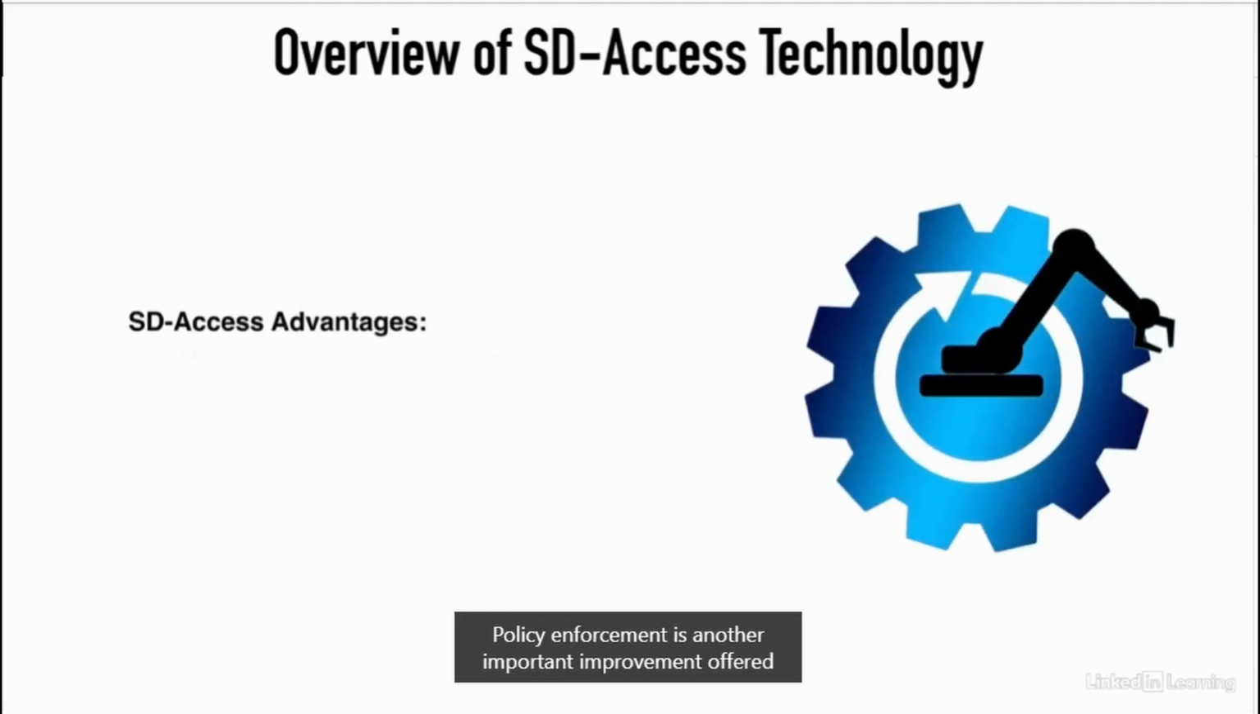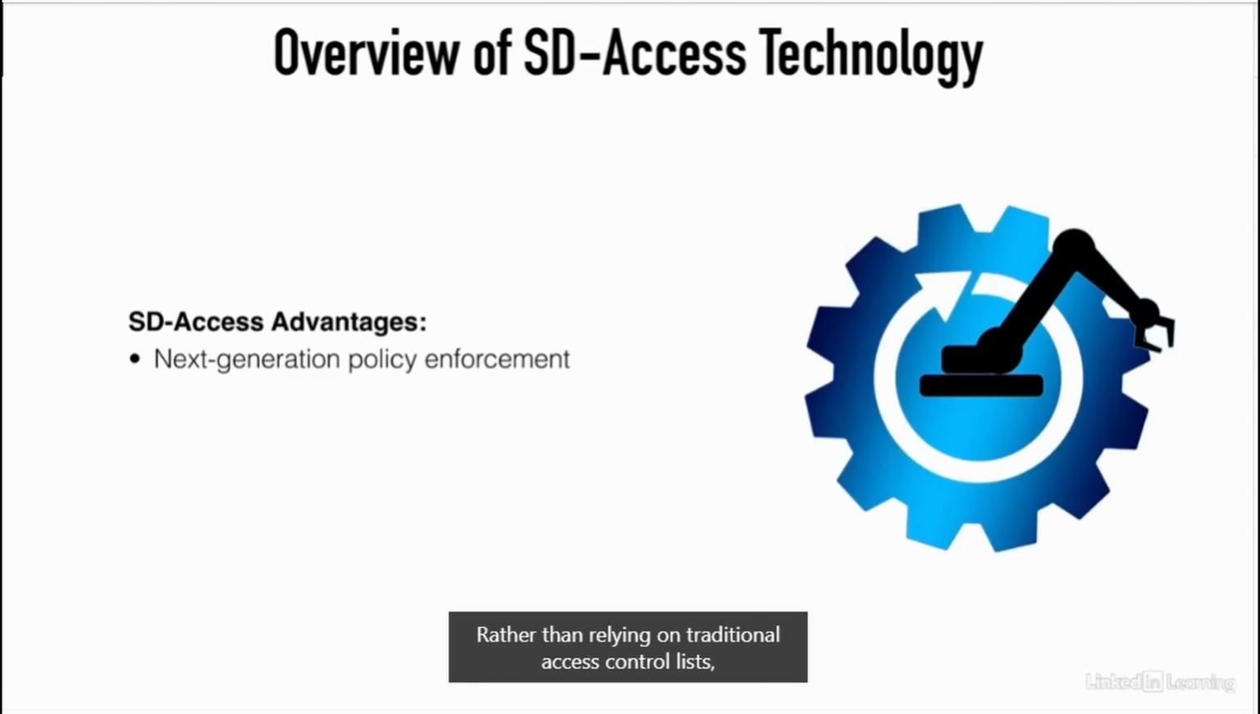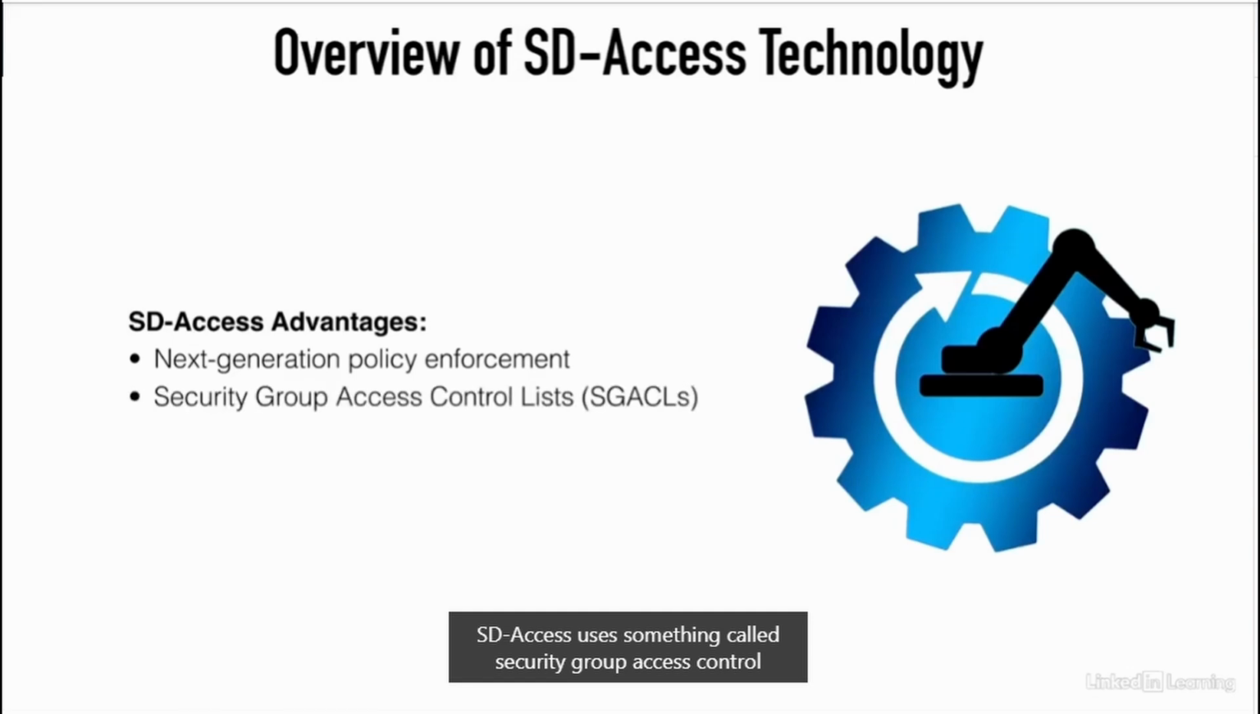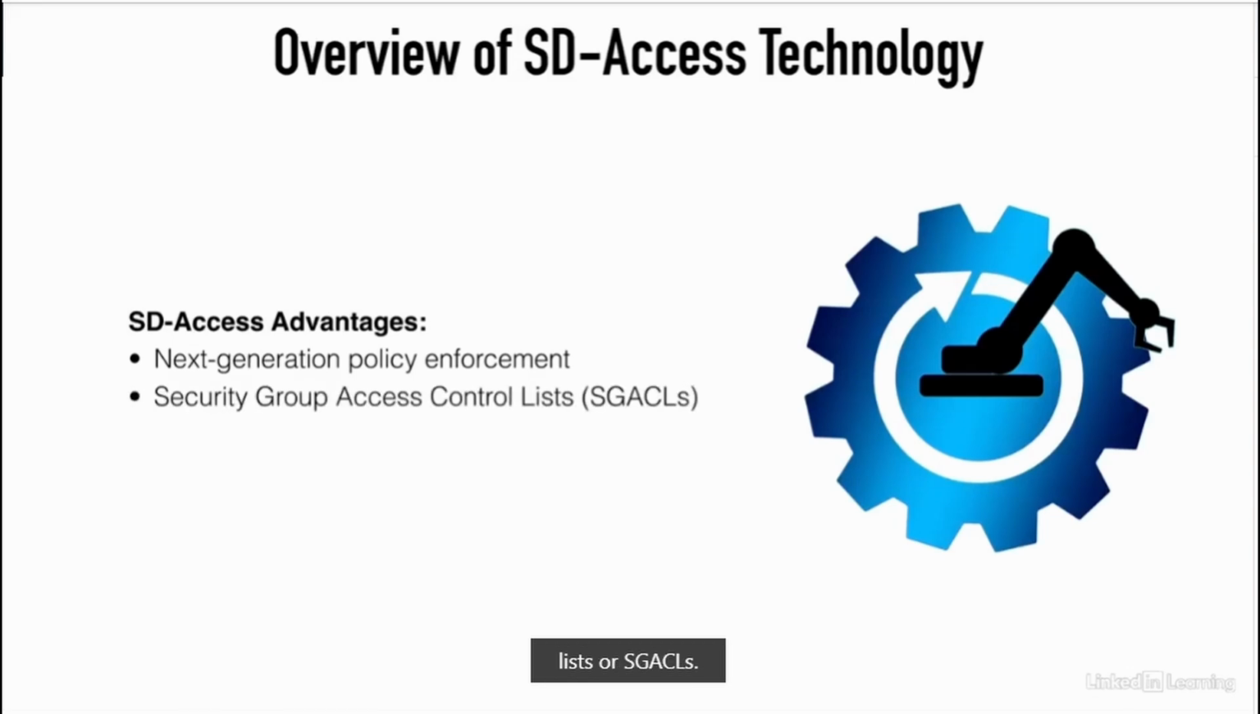Policy enforcement is another important improvement offered by SD-Access. Rather than relying on traditional access control lists, SD-Access uses something called Security Group Access Control Lists, or SGACLs. These can be thought of as a group-based policy, and they're much more scalable. If you think about traditional ACLs, those rely on IP addresses and subnets, which can be complicated to maintain or to scale for a larger network.